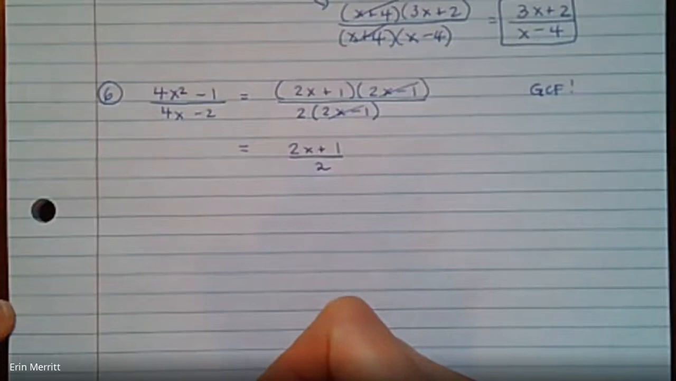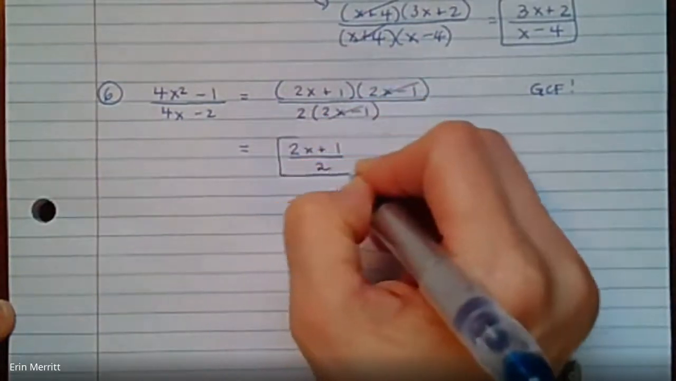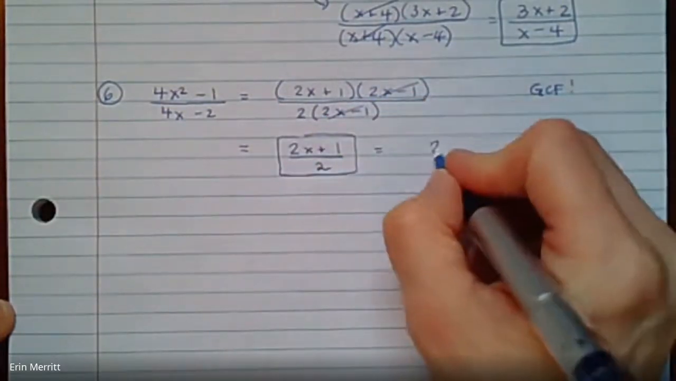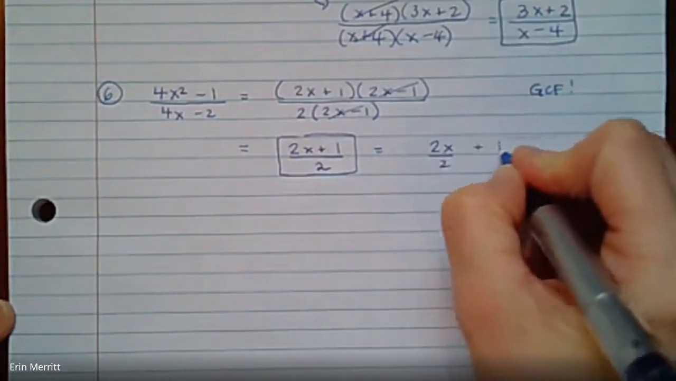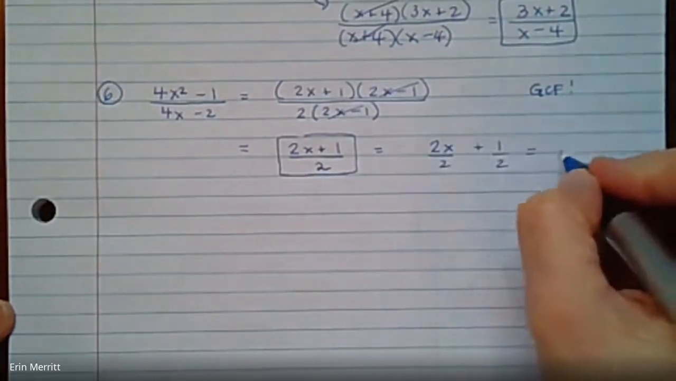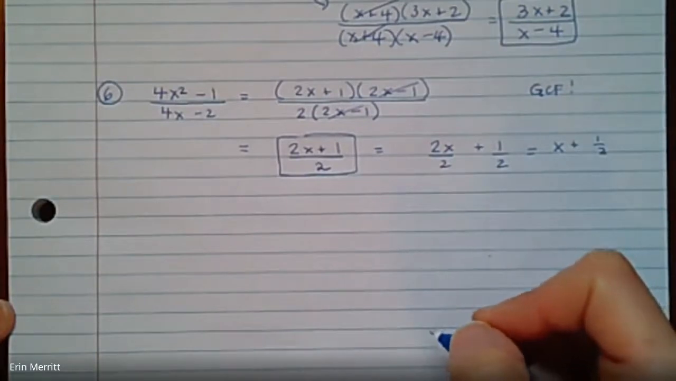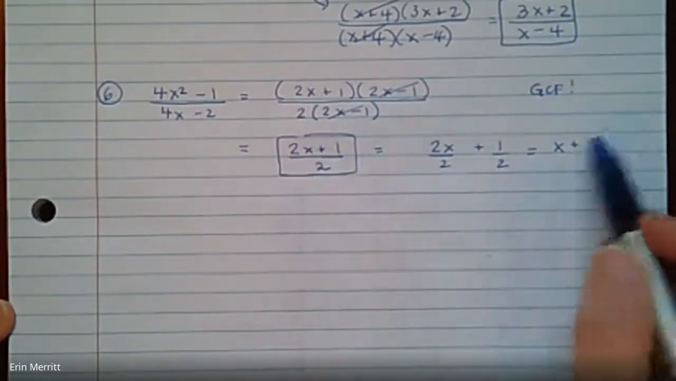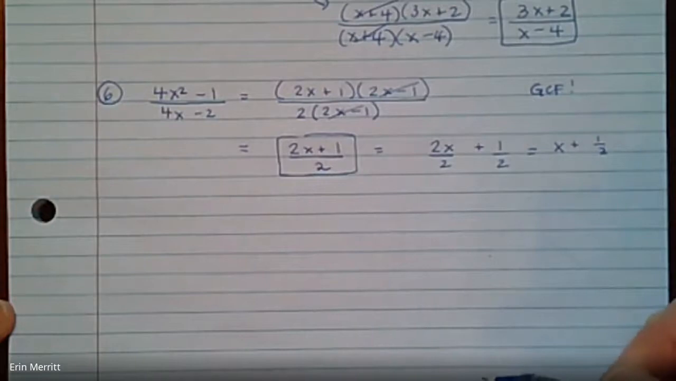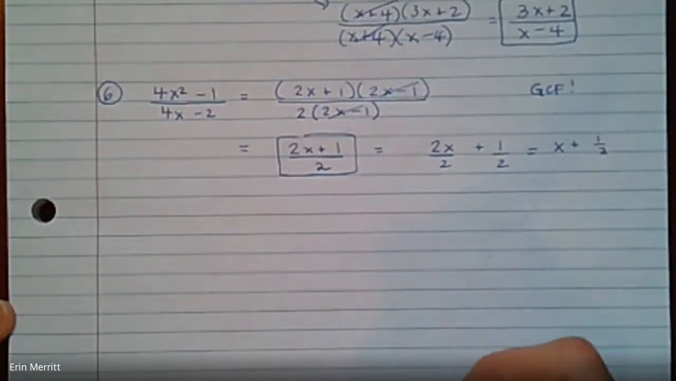Technically, you could take this further. I would probably stop right there. But if you wanted to, you could take 2x over 2 and 1 over 2 and leave this as x plus a half. So if for any reason you didn't see this as a choice, you could always look for that. Like let's say if it was multiple choice. Most likely though, we're stopping at that first step.